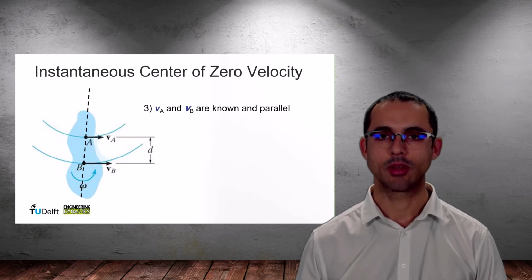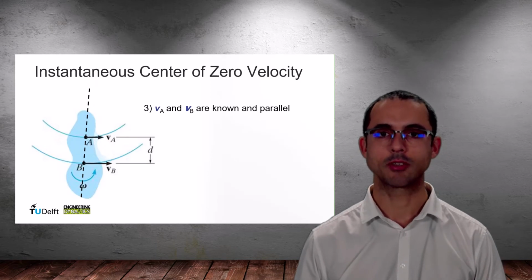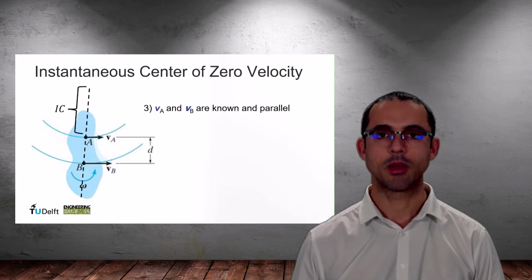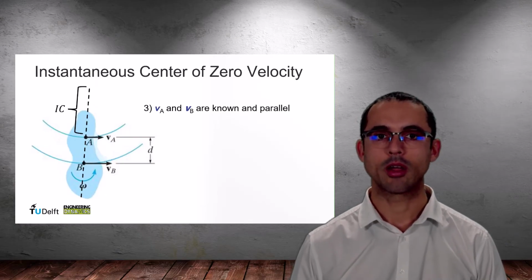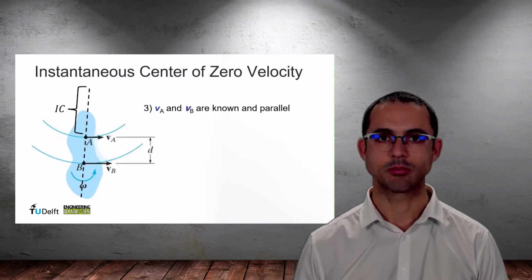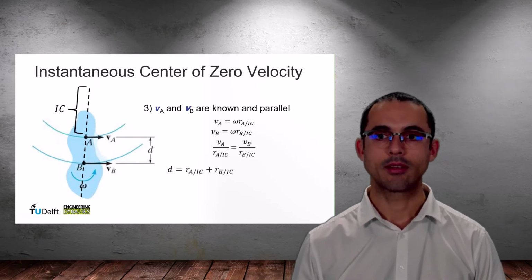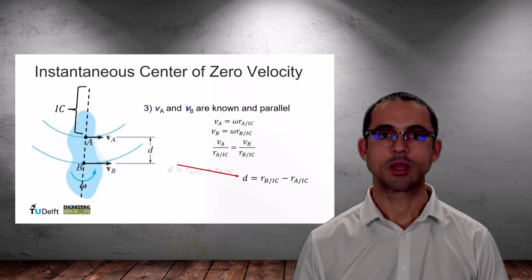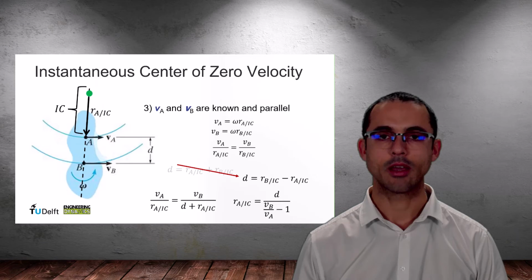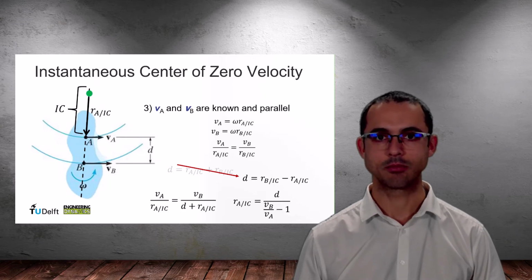Another situation of the two velocity vectors VA and VB parallel is when they point to the same direction. In the previous case, they were pointing to opposite directions. When they point to the same direction, by visual inspection, we know that the IC should be somewhere above point A, as shown here. The procedure that we used in the previous situation can also be used here, with the difference that the distance variable now represents a subtraction, leading to the following equation for the location of the IC.